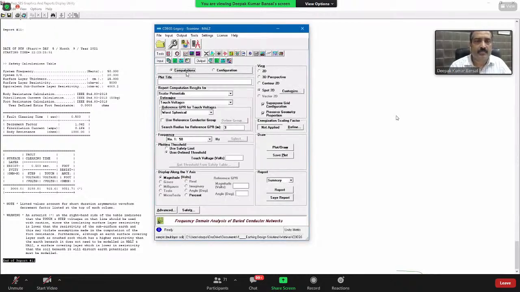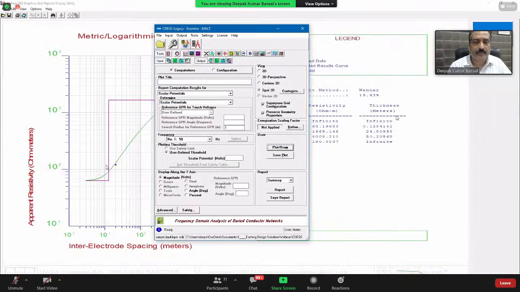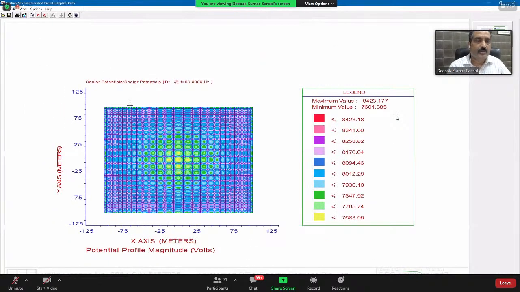Now you see these are computations, scalar voltages, scalar potential. You see this is the area of the earthing grid of the substation, and now you can see a plot. Actually, you need not go through the numbers to understand what is happening here. This is the beauty of the software. Now anybody can see and visualize what is happening and in which part things are happening.